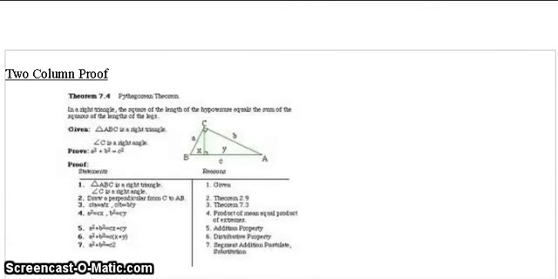This is an example of a two-column proof right here. The first thing you always write down is your given, and the last thing you always write down is your answer and how you found it. On this side, you'll see it says statements. And this side, it's the reason that you wrote down that statement. They're used to prove basically anything.